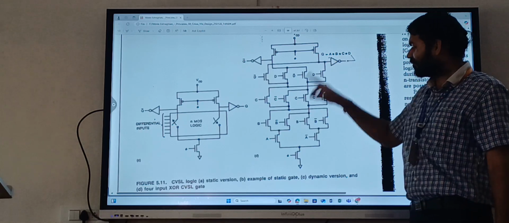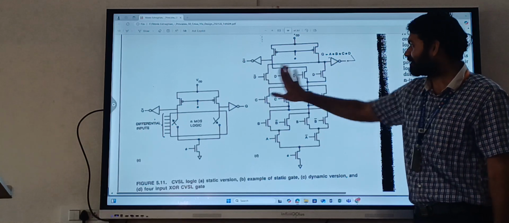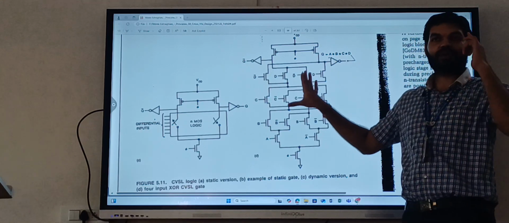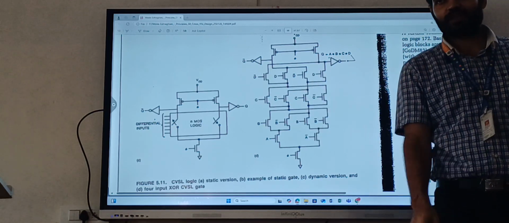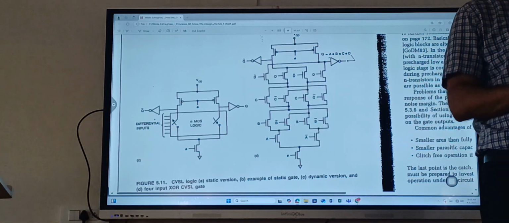Then during evaluate, we will evaluate this part, and you have to think about how this part is acting like an XOR gate, a 4 input XOR gate.